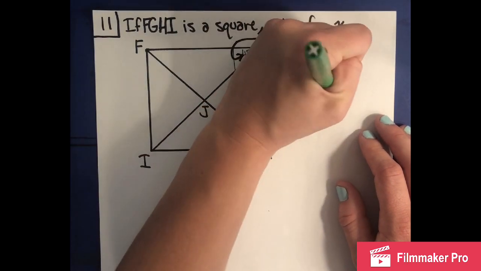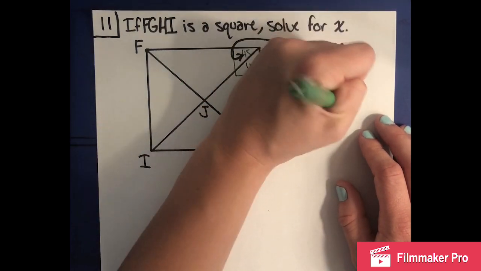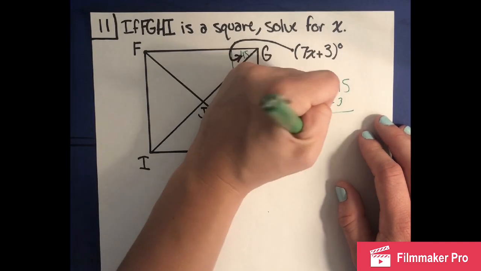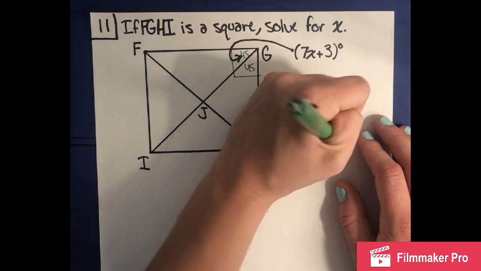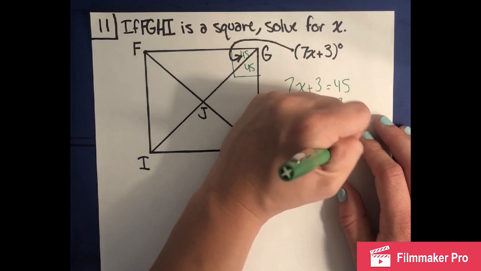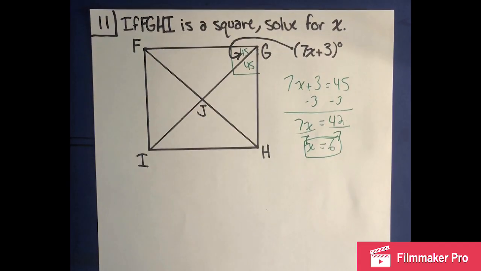7x plus 3 equals 45. Subtract 3, subtract 3. I get 7x equals 42. Divide by 7, divide by 7. And I get x equals 6. That's it.